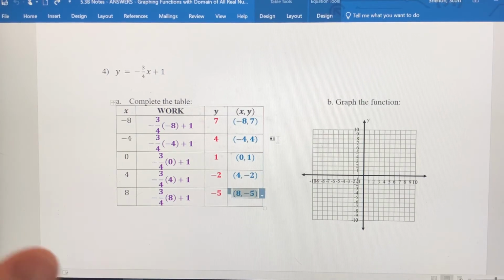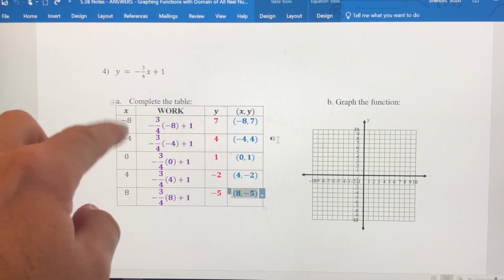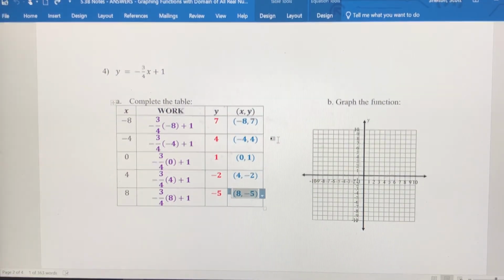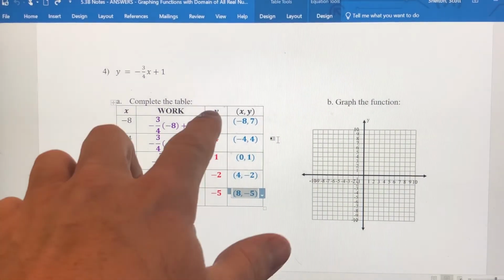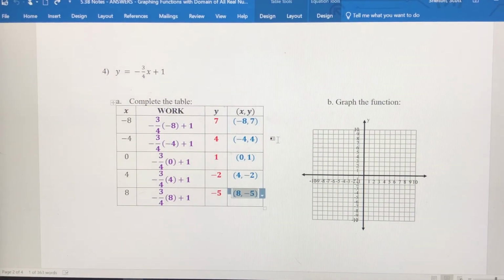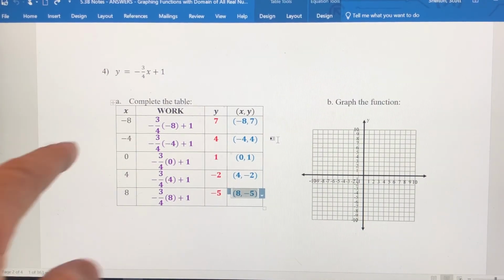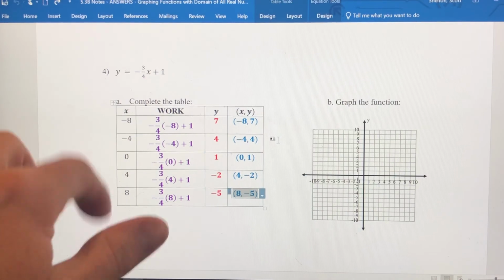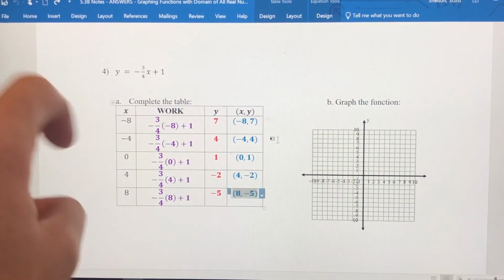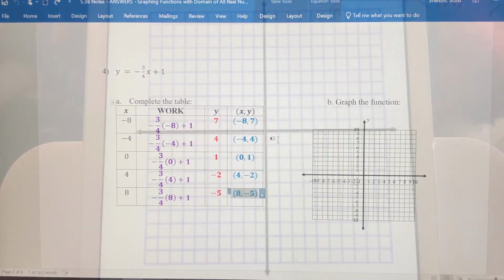Okay, so a lot of fractions there. It's easier to use these values. If you use any values that aren't multiples of 4, you're going to end up with fractional y values. That leaves more room for mistakes. So I suggest using multiples of the denominator for your x values. Okay, so let's draw that graph now.